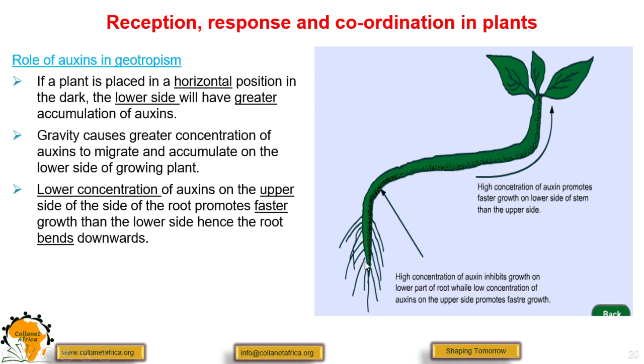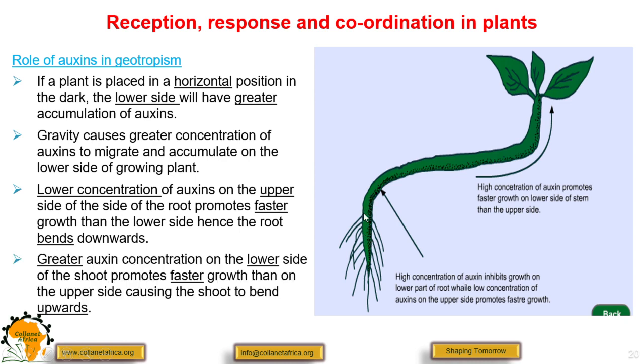Now, the lower concentration of auxins on the upper part here of the root promotes faster growth than the lower side. And remember, we said higher concentration of auxins inhibits growth on the lower part in roots, because roots are sensitive to auxins. The greater concentration of auxins on the lower side of the shoot promotes faster growth than the upper side, and therefore the shoot bends upwards.